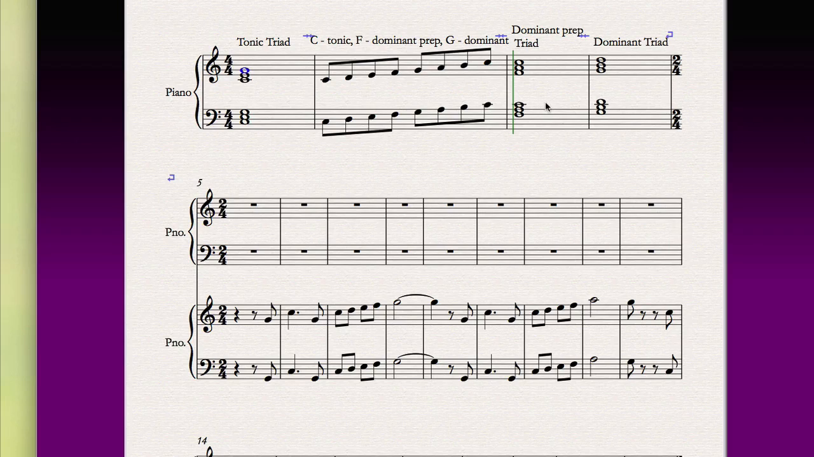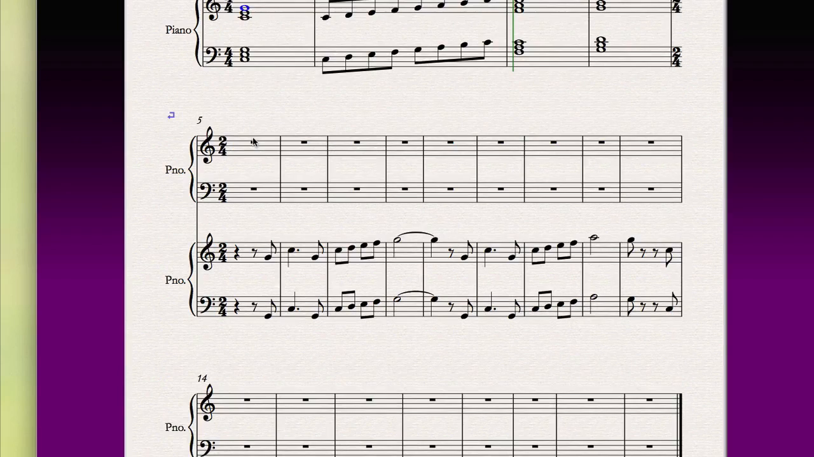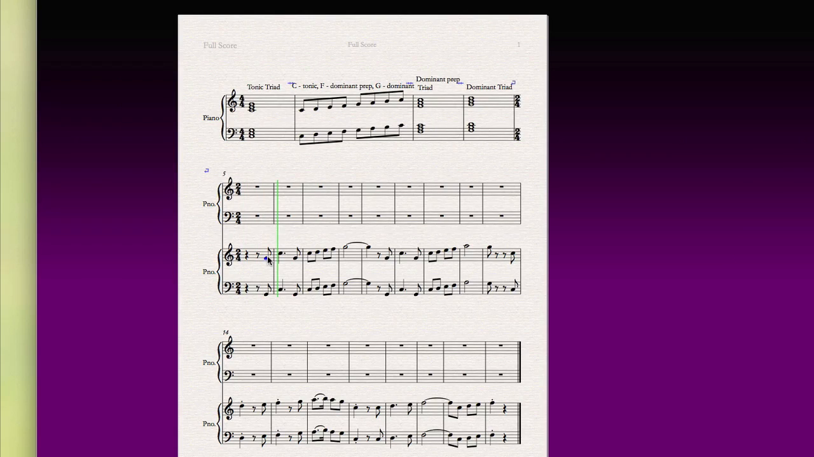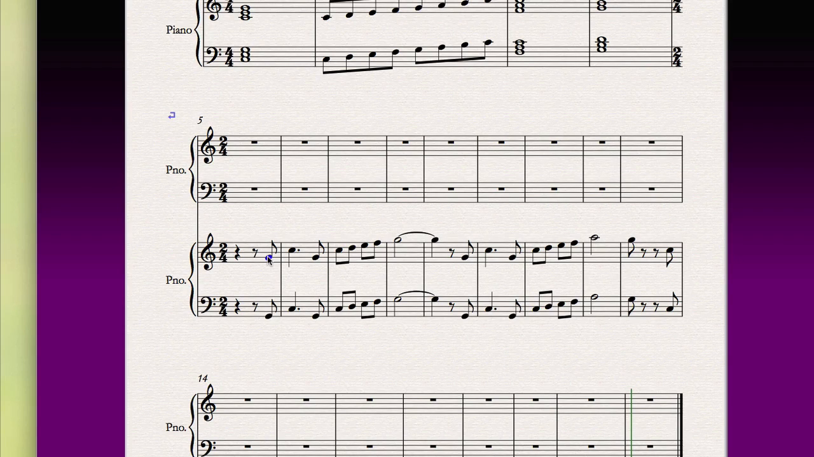Okay, so then we'll talk about the dominant prep triad and the dominant triad in a minute. I just want you to think about the tonic triad for a minute. Now listen to Blake's melody. I have changed one thing with it. It was in the key of B flat. I put it up a whole step into C because it'll make it easier for us to think about.